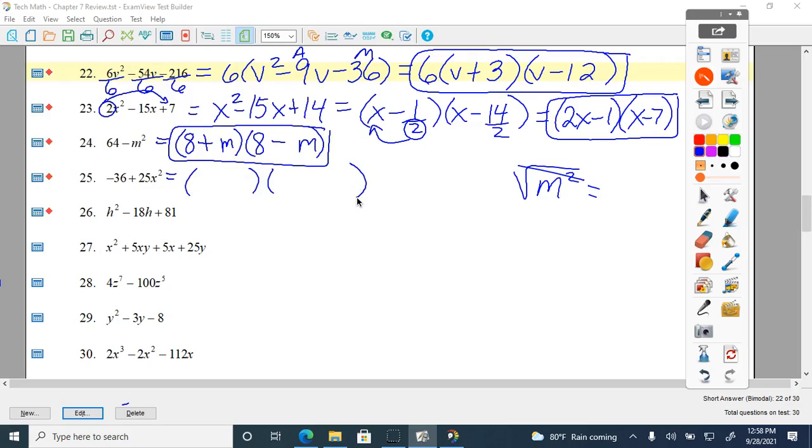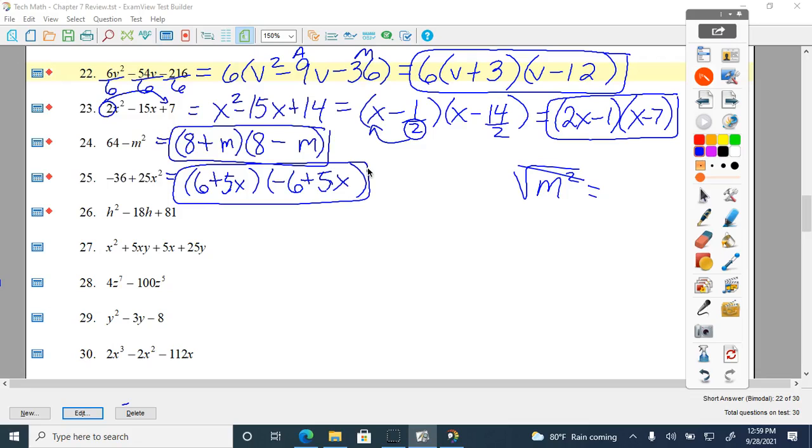36 and 25x squared are all perfect squares. So what's the square root of 36? 6. But since it's the negative one, we're going to put what? Positive 6 and negative 6. All right? And then the square root of 25x squared is just positive what? 5x. Okay? Everybody good on 25?